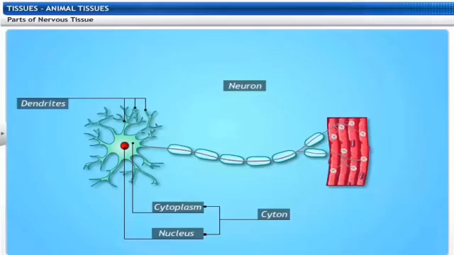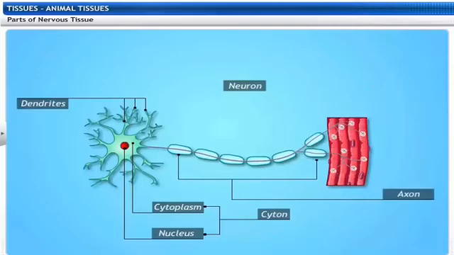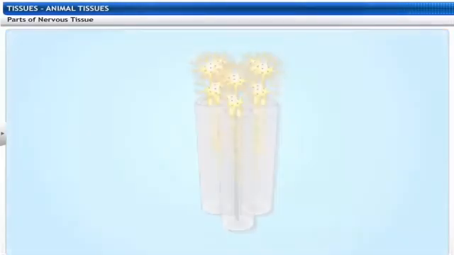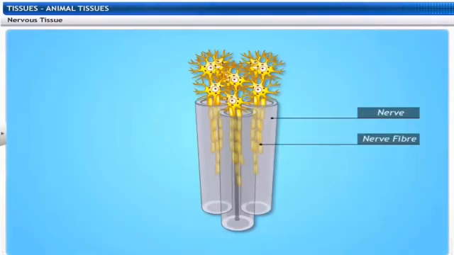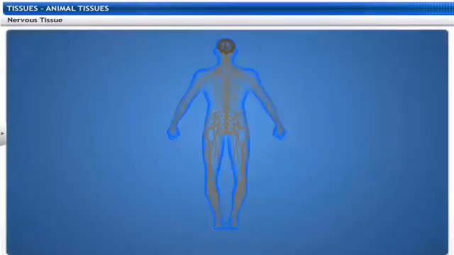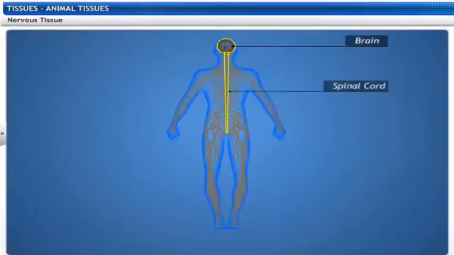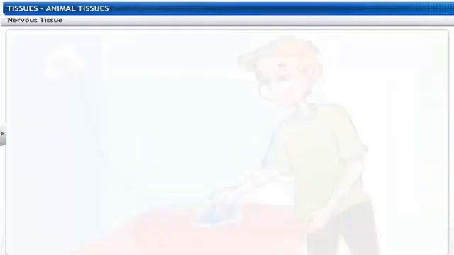So the cyton is surrounded by the dendrites, and that information further goes to the axon. At the terminal region of the axon, there are a lot of nerve fibers. And these nerve fibers have the inner supply of blood vessels. The blood vessels help in providing proper nutrition and nourishment to the entire body. And that transmission ultimately takes place through the spinal cord and then later on to the brain.